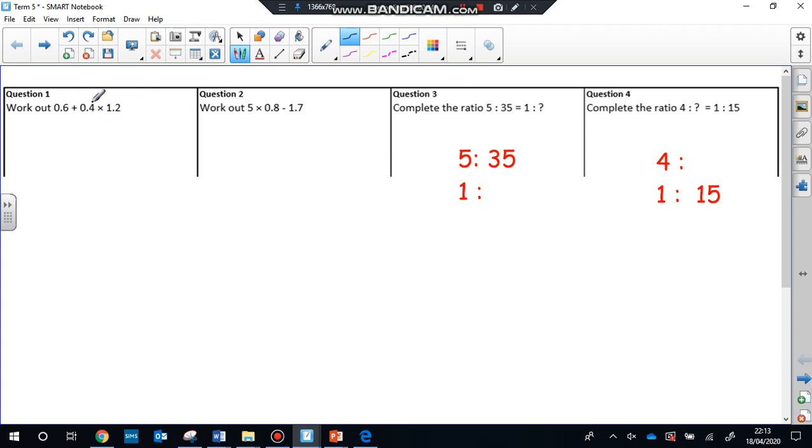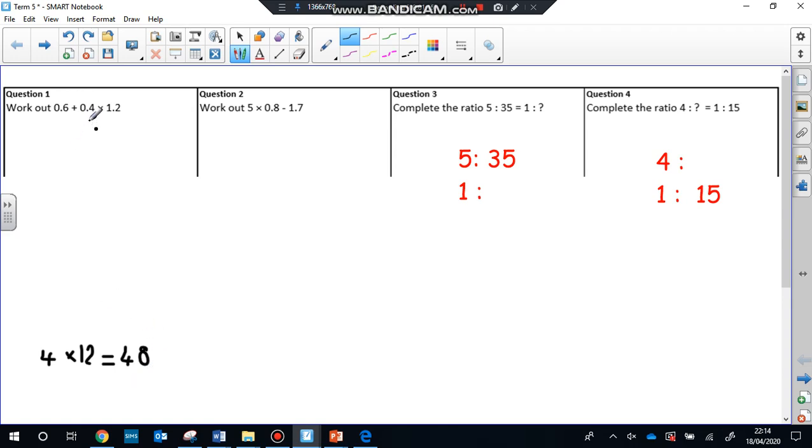When we're multiplying decimals, we actually try and ignore the decimal points. So instead of doing 0.4 times 1.2, I'm actually going to do 4 times 12. Okay, if we know our 12 times table, we know that 4 times 12 is 48. So I know there's going to be a 4 and an 8 in the answer here. I've just got to work out whether it's 48, 480, 4.8, 0.48, and so on. We need to work out where the digits go.